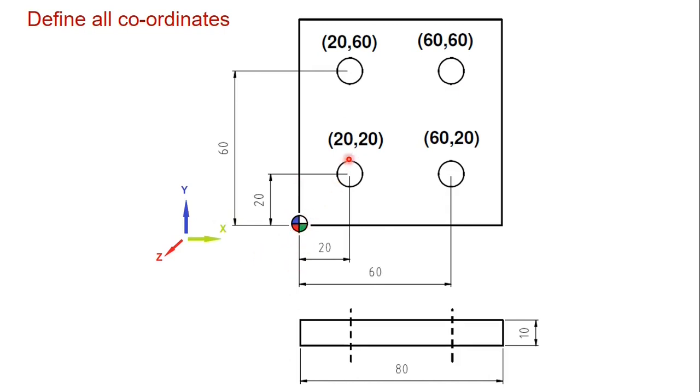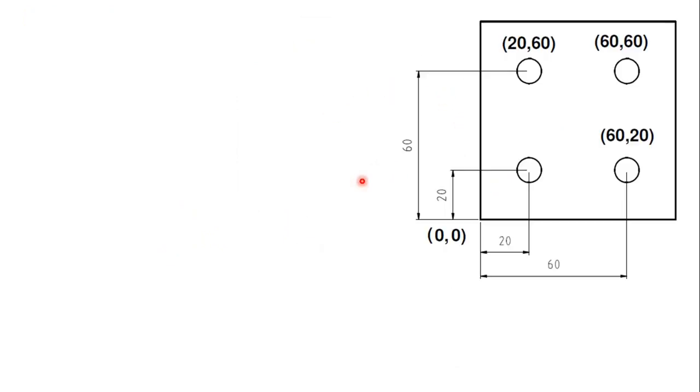So you can see I have given the dimensions. These are absolute dimensions. What do we mean by absolute dimensions? Everything is defined from this 0 0. So you can see this hole is at a distance x20, y20. Next, this hole is at x60, y20. This hole is at x20, y60. This hole is at x60, y60. So first we have to define the coordinates of all the major points here. Okay, so let's start with the program.